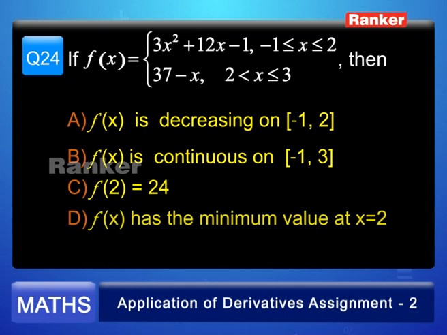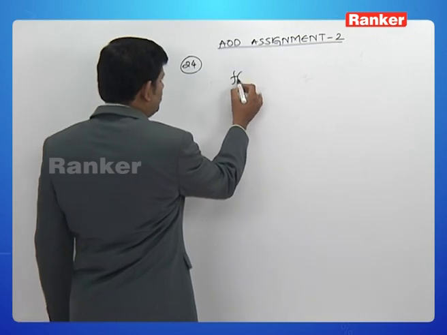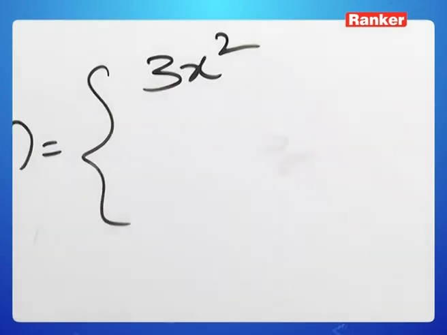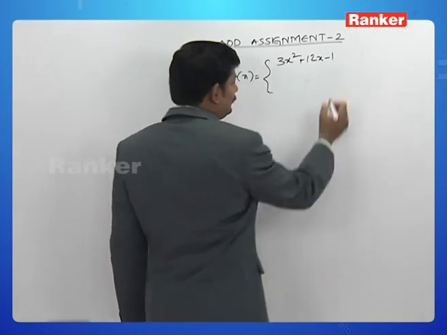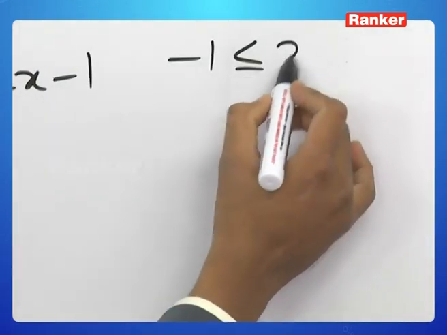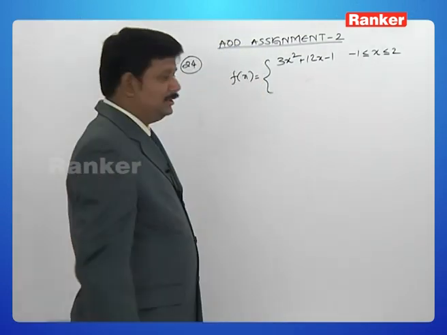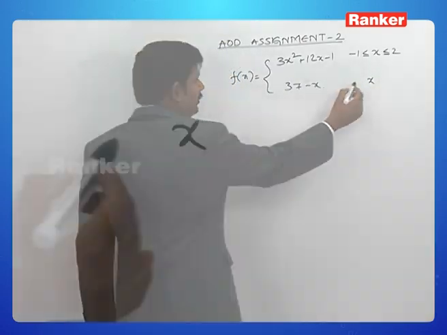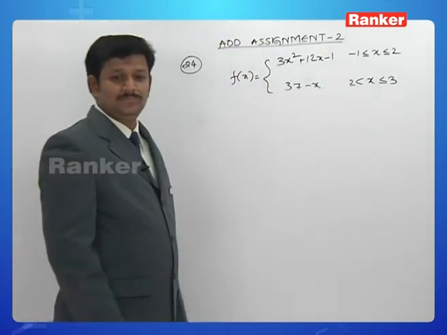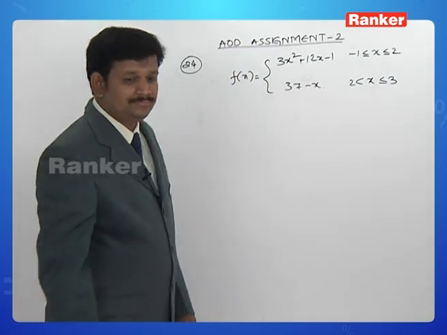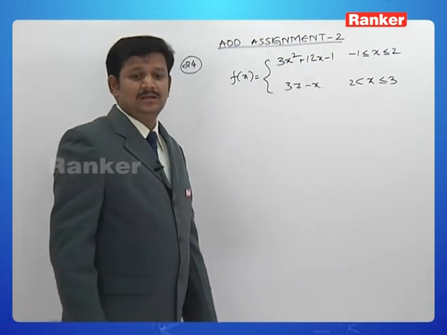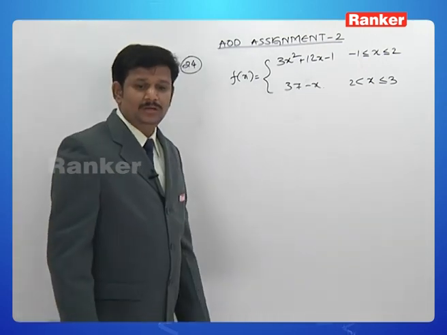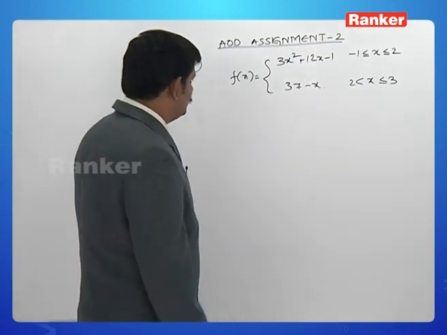So, we have to see whether the given function f of x is equal to 3x square plus 12x minus 1 whenever x lies between minus 1 and 2, and 37 minus x whenever x is between 2 and 3, whether this function is decreasing on minus 1 to 2 or continuous in minus 1 to 3, or f dash of 2 is 24, or whether f of x has minimum value at 2.